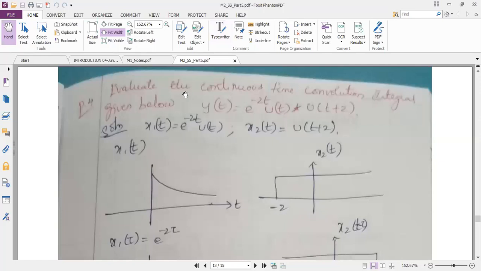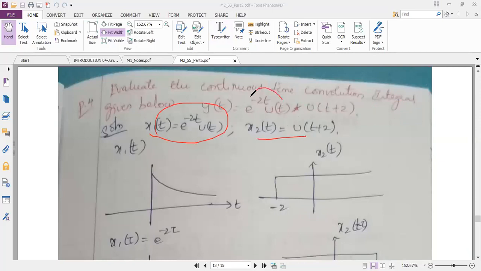Continuous time convolution integral. See the question, whether it is a convolution sum or a convolution integral. Given below, y of t is equal to e power minus 2t into u of t, convolution with u of t plus 2. Here they have not given x of t and h of t separately. If it is not given, we preferably take x1 and x2 respectively.